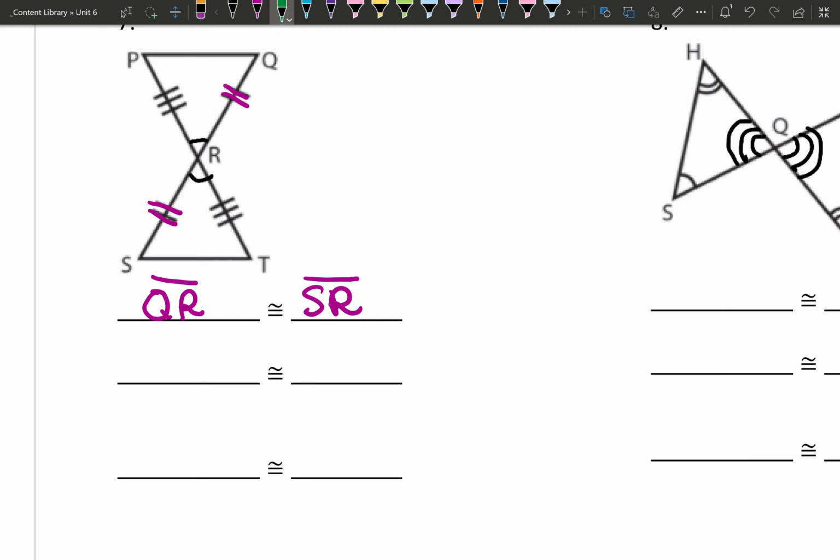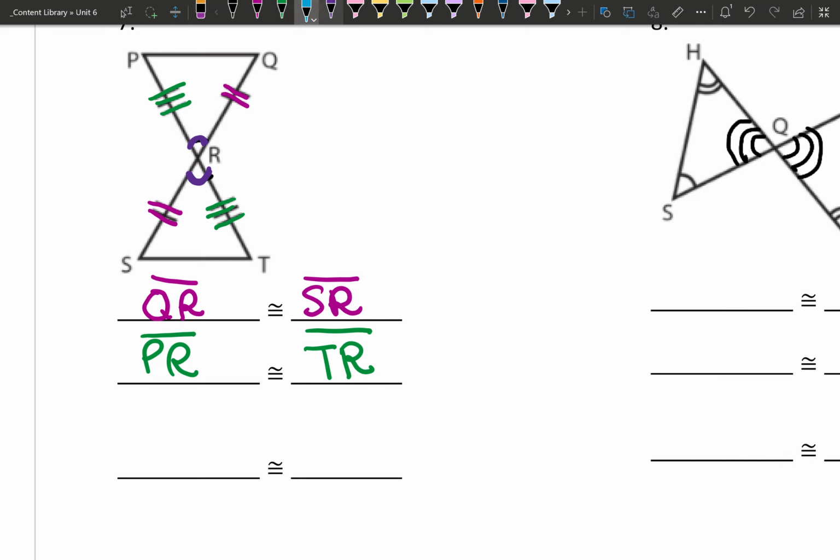Do you see the sides that are marked with 3 tick marks? We've got PR on the top triangle and TR on the bottom triangle. Lastly, I hope you can see the pair of vertical angles that are marked with a single arch. Now both of these angles have R as its vertex. So we absolutely have to use 3 letters. Because if we just say angle R, I don't know which one we're talking about.